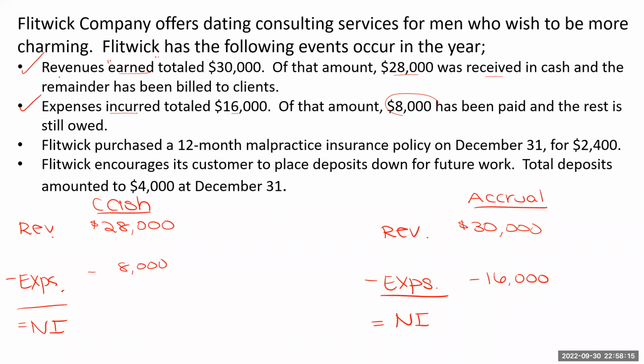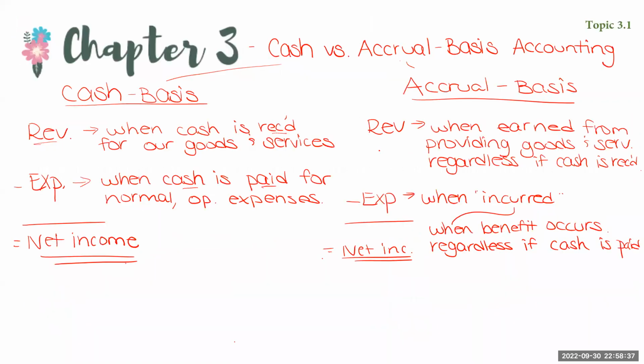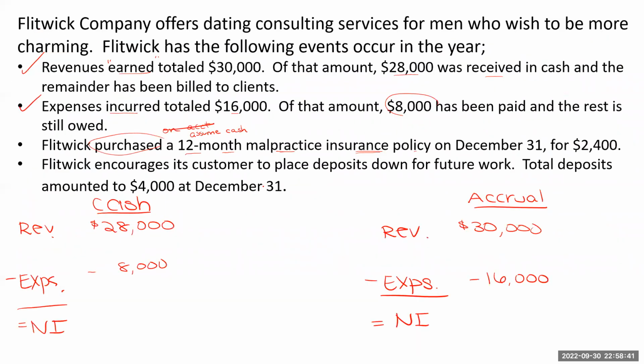All right, some additional items. The company purchases a 12-month malpractice insurance policy. If it says purchased and it doesn't say on account, you assume that it's cash. The purchase was made with cash. Okay, so insurance is a normal operating expense. So under cash basis, if it's a normal operating expense and cash is paid, we call that an expense. So this policy of 2,400.